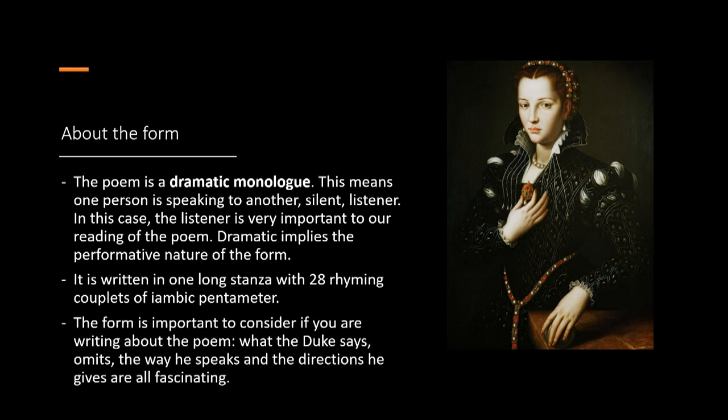The form of the dramatic monologue as well is important because if you're writing about the poem, the fact that he's given the privilege, if you like, of speaking without anyone interrupting him means that what he omits, what he chooses to say, and the way that he speaks is of utmost importance, as are the directions that he gives the messenger as he talks and introduces the poem, the painting, sorry.